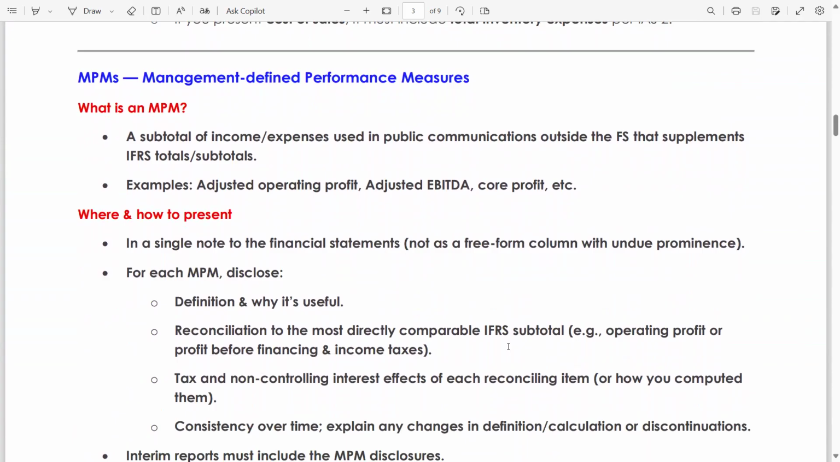Now, management-defined performance measures. What is an MPM? Might be this time the examiner asks these things. It is a subtotal of income and expenses used in public communication, meaning outside the scope of IFRS, that supplements IFRS totals and subtotals. Examples: EBITDA, adjusted operating profit, adjusted EBITDA, core profit, etc.